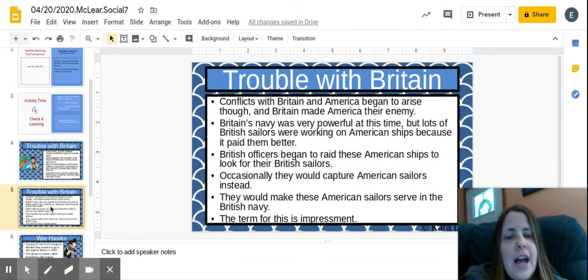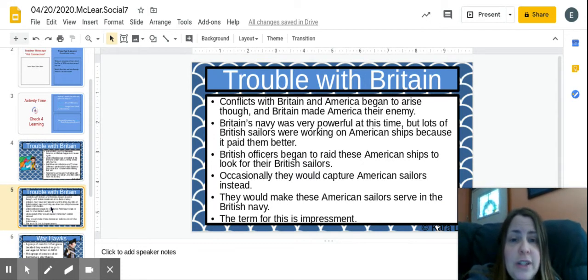Next, conflicts with Britain and America began to arise, and Britain made America their enemy. Britain's navy was powerful at this time. They were fighting a war. They were increasing military. So their navy was going to be powerful. But lots of British sailors were still working on American ships. Why? It's all about the money. American ships paid better, so British sailors were working on American ships.